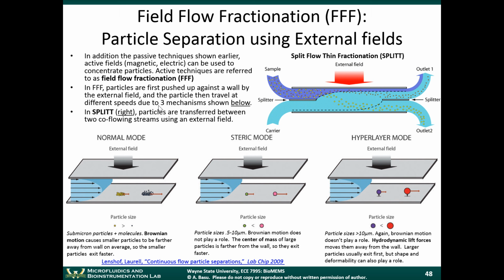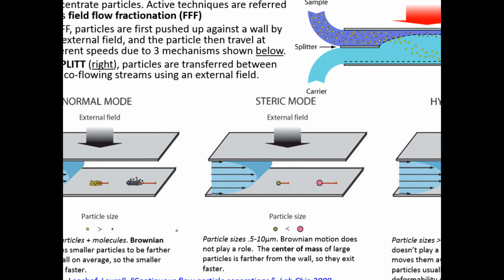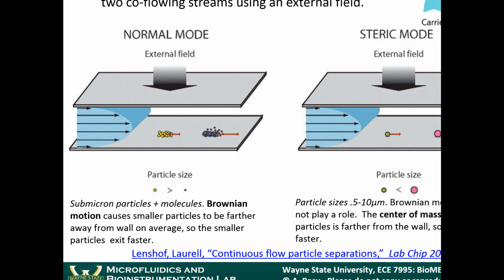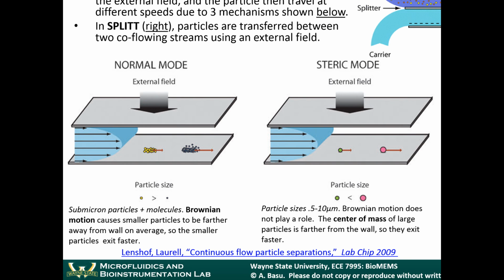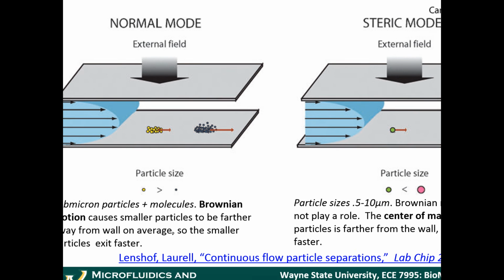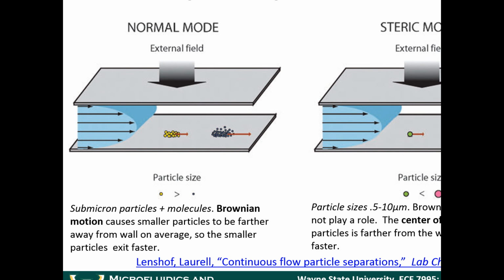Once you do that, some interesting things happen. Let's look at the 3 things that can happen. In all 3 cases, we are assuming that the particles have been pushed up against the wall, the bottom wall here. In one case, suppose the particle sizes are very, very small. Now we haven't talked about this very much, but when you have particles that are very, very small, they are subject to something called Brownian motion.